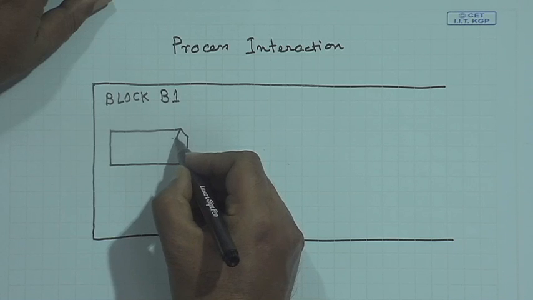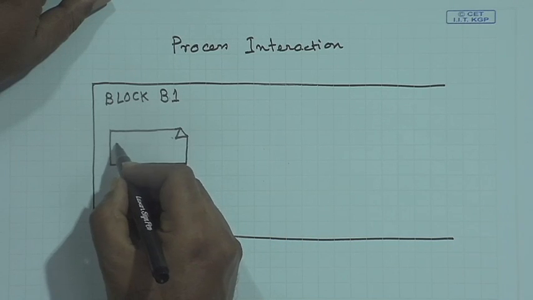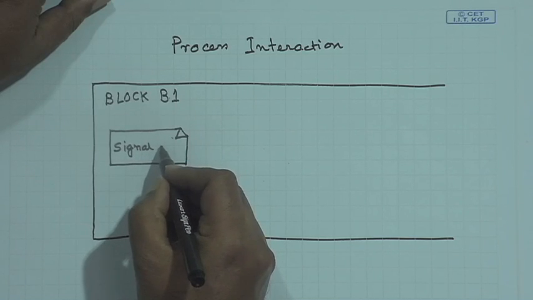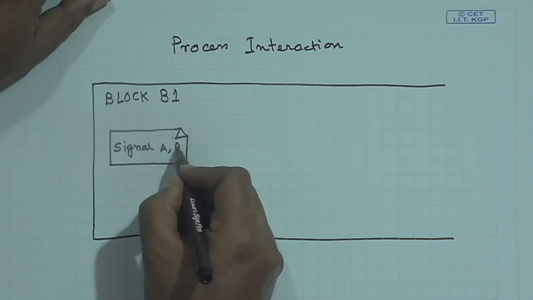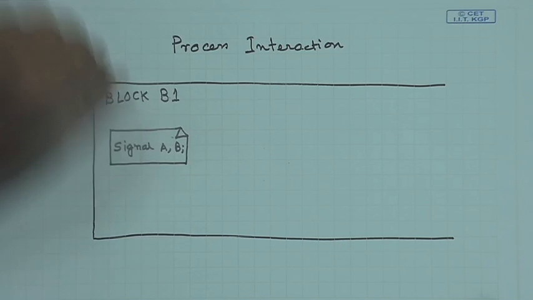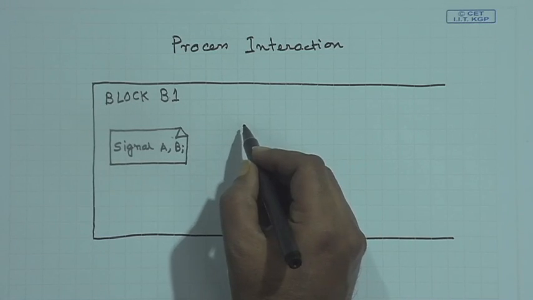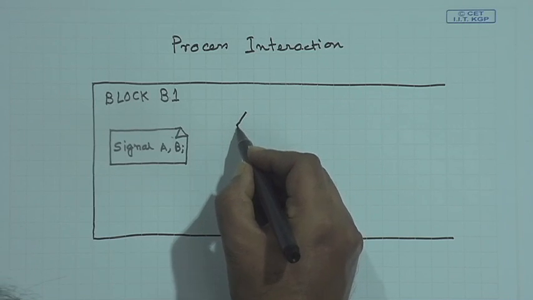Actually, the notation is something like this, where I say that A and B are two signals. Now, I have got two channels. I have got two processes. Let us see.